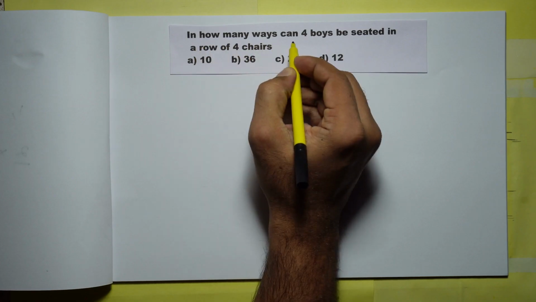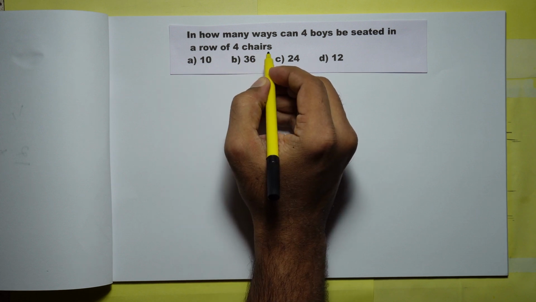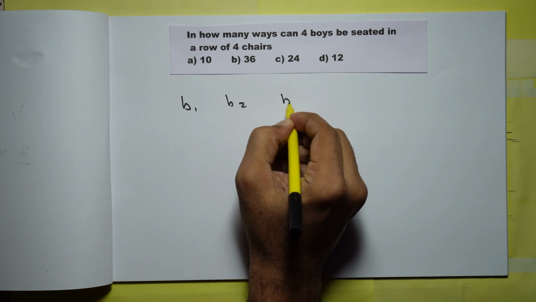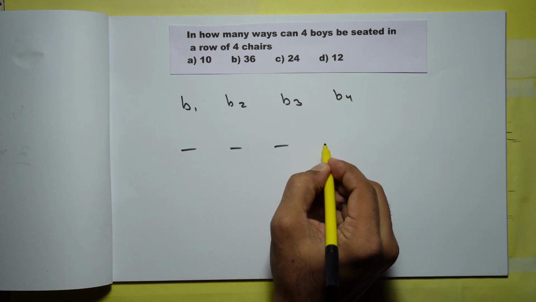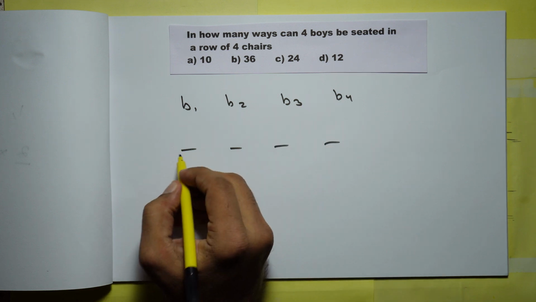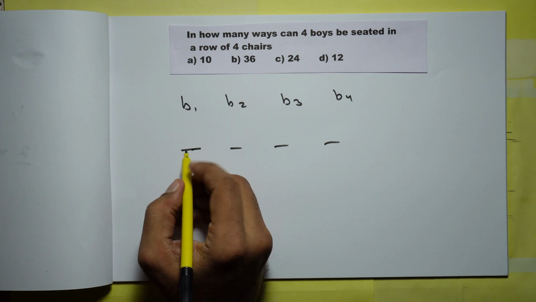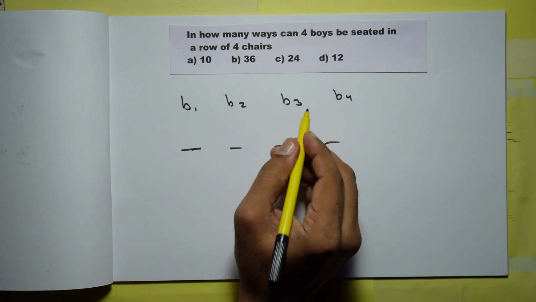In how many ways can 4 boys be seated in a row of 4 chairs? So 4 boys are there. I'll take them as B1, B2, B3 and B4. And these are the 4 chairs. In how many ways can they be seated? So first we'll find out how many outcomes are there for this chair. So it can be B1, B2, B3 or B4. So any of the 4 boys.